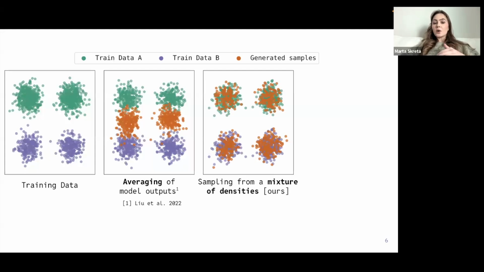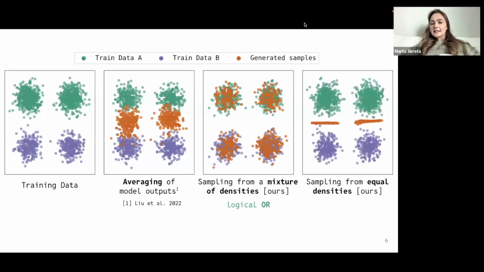The first is, what if we can sample by looking at the densities, specifically by mixing the densities together? So here we are sampling from the modes of each distribution. And we call this operator the logical OR operator. And the second way that we are thinking of sampling is, what if instead of sampling from each of the distributions, we want to sample from equal densities such that each distribution is represented equally? We call this the logical AND operator.